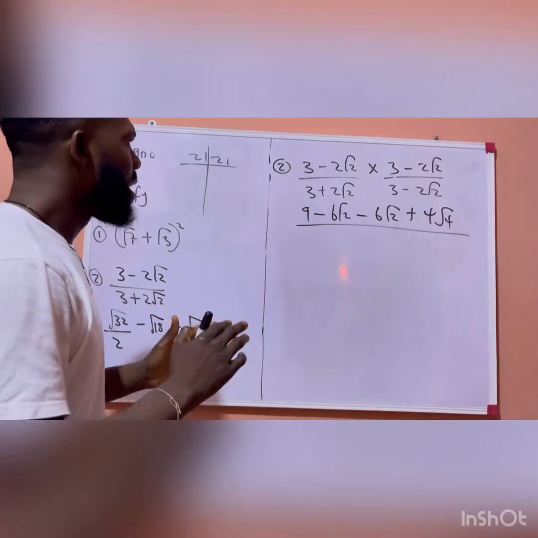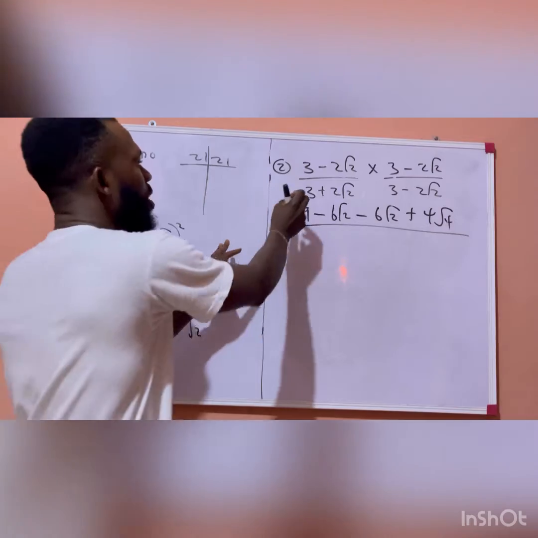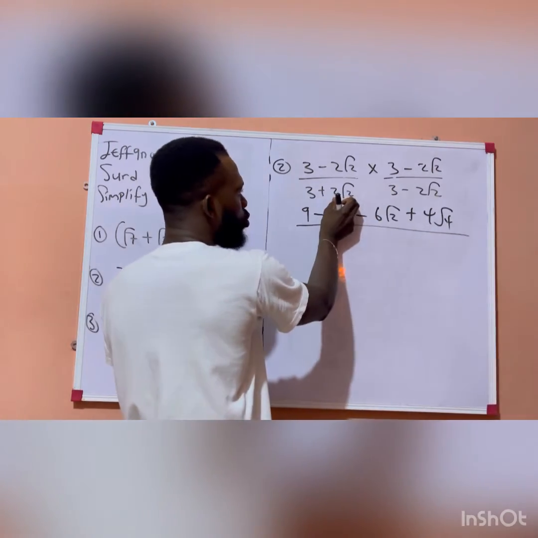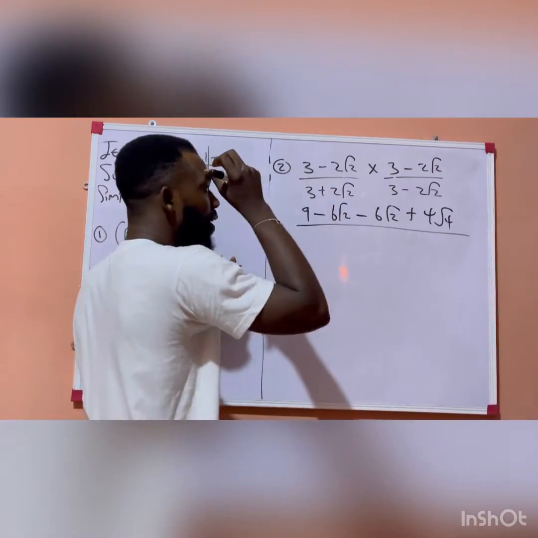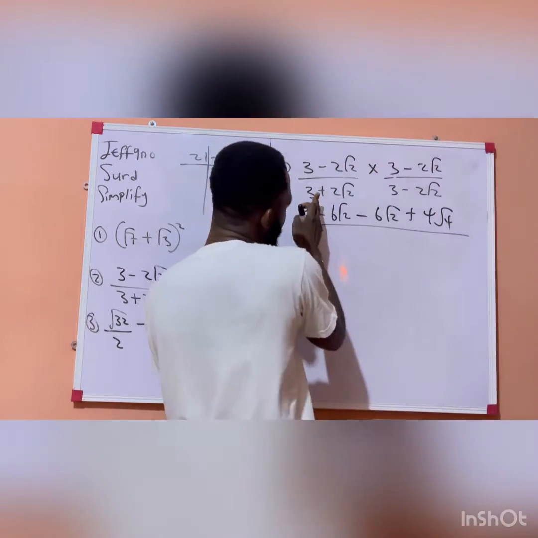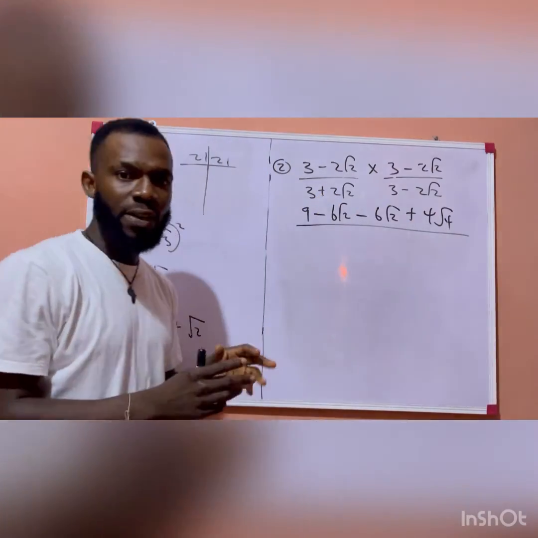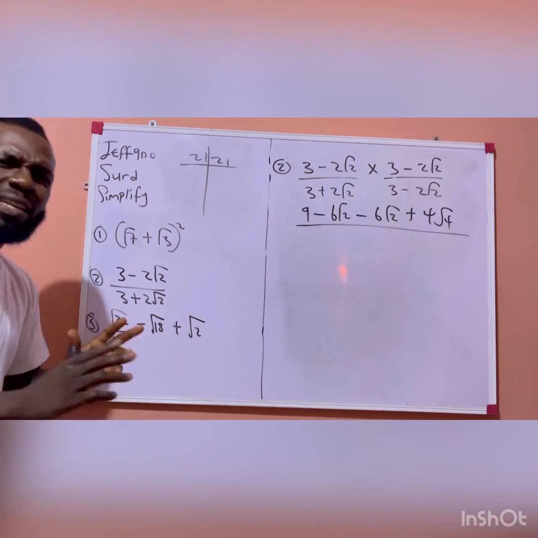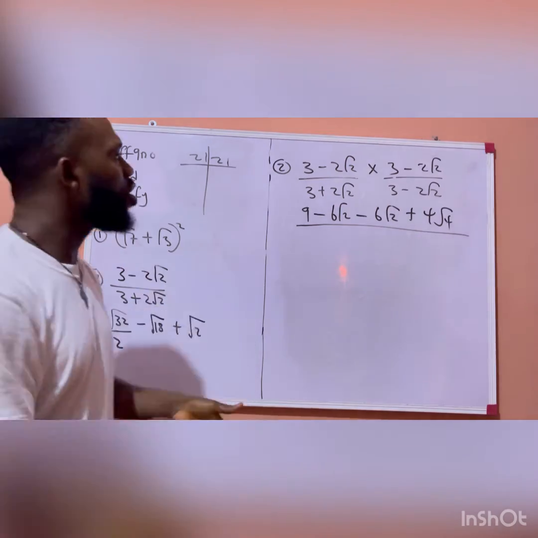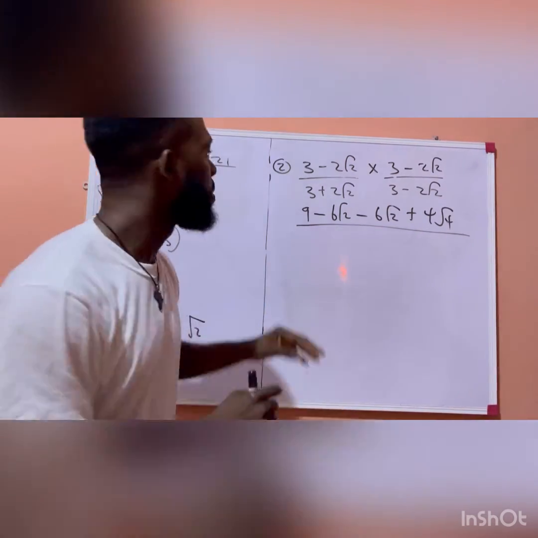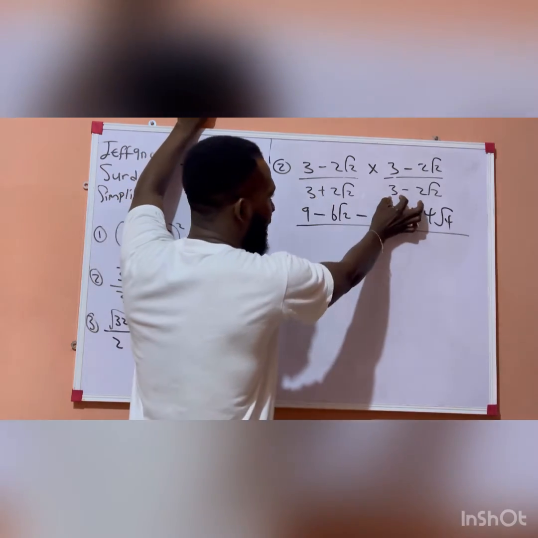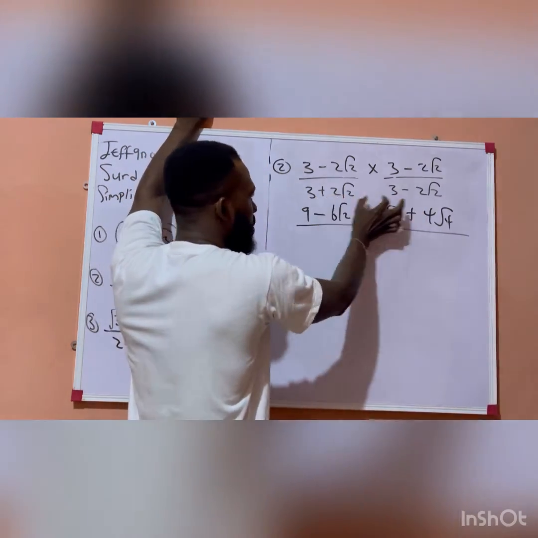You will notice that the denominator has nearly the same thing. This is 3, this is 3, this is 2 root 2, this is 2 root 2. The only difference is that the signs are what? Different. Here is positive and here is negative. And whenever you have something like that, it is called difference of 2 squares. Now how do you solve the denominator? It is shorter. You only multiply the first by the first, and the last by the last.